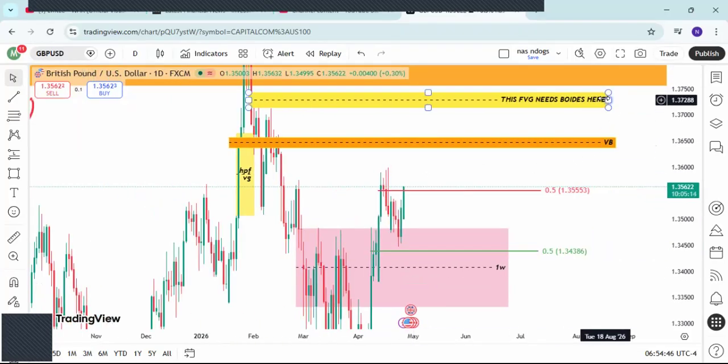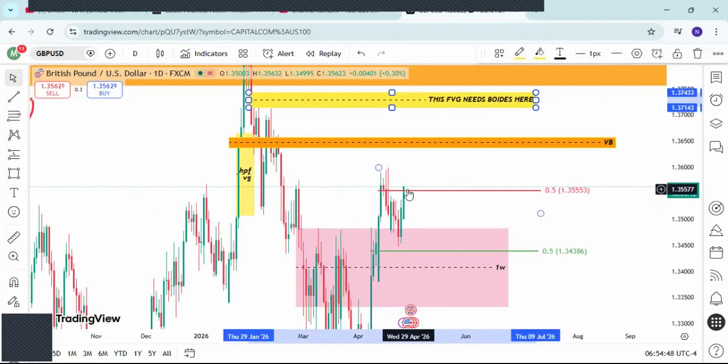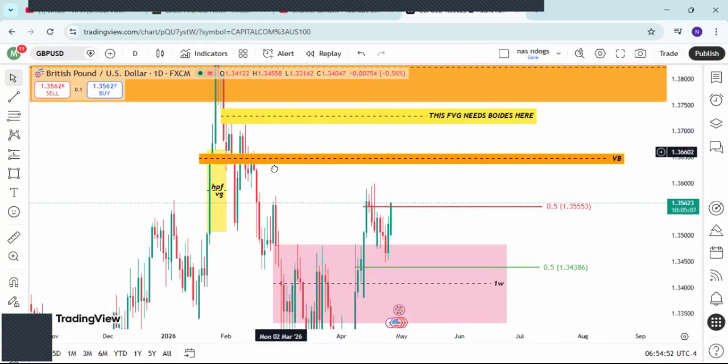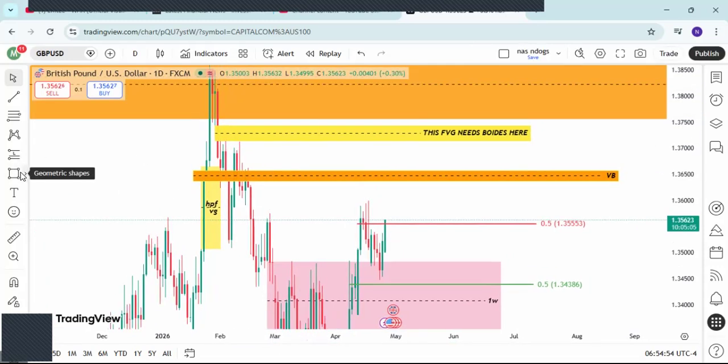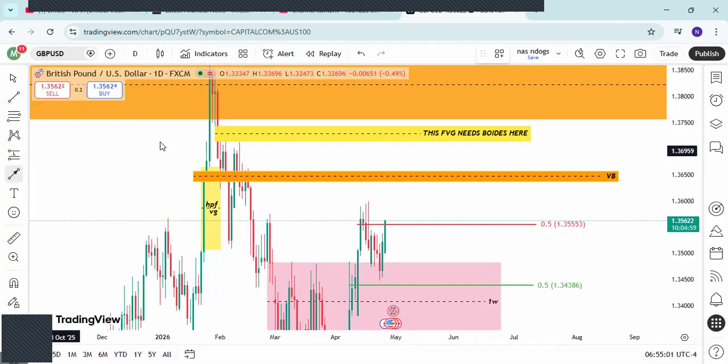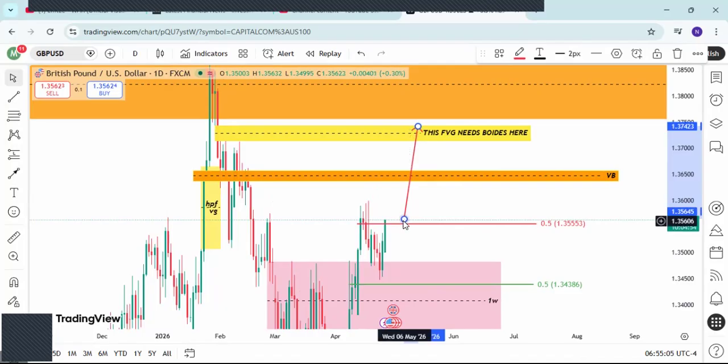So we can see price this week going higher, drawing toward this FVG there. And we wouldn't be surprised. Not at all, buddy. When most are surprised, we wouldn't be surprised, right? Just want to see bodies in there.